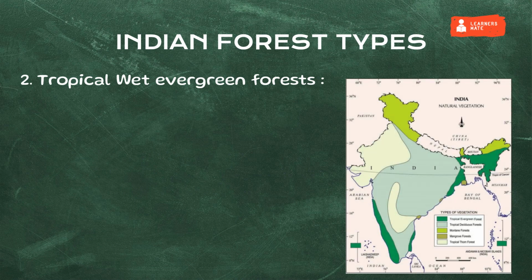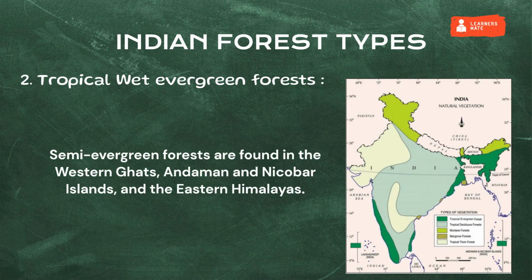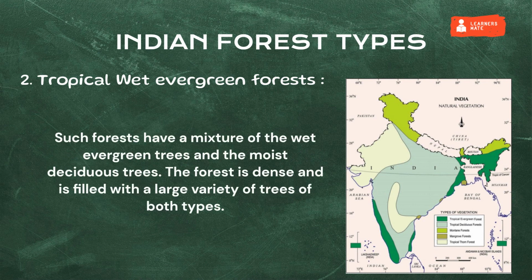Tropical semi-evergreen forest. Semi-evergreen forests are found in the Western Ghats, Andaman and Nicobar Islands and the Eastern Himalaya. Such forests have a mixture of wet evergreen trees and moist deciduous trees. The forest is dense and filled with a large variety of trees of both types.